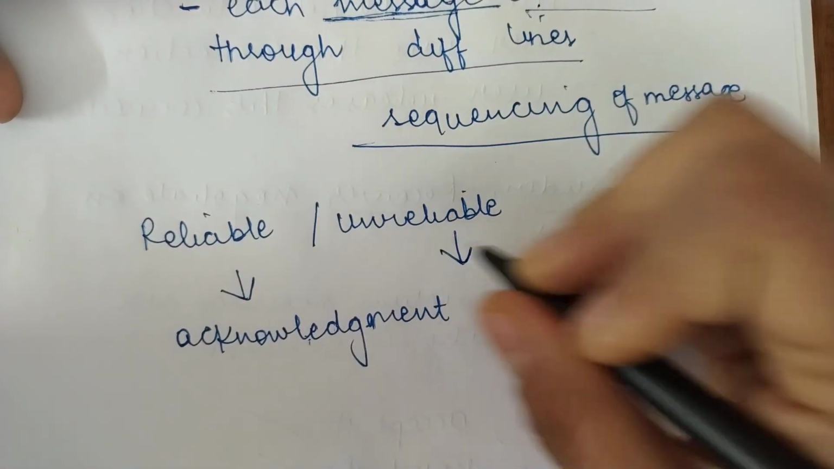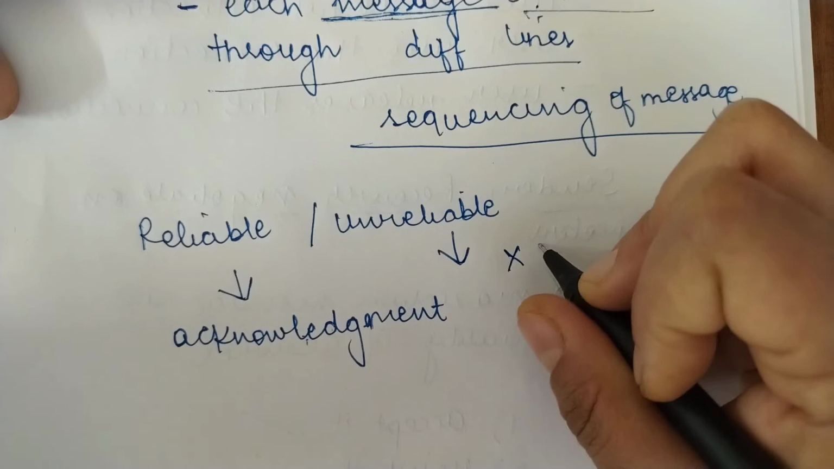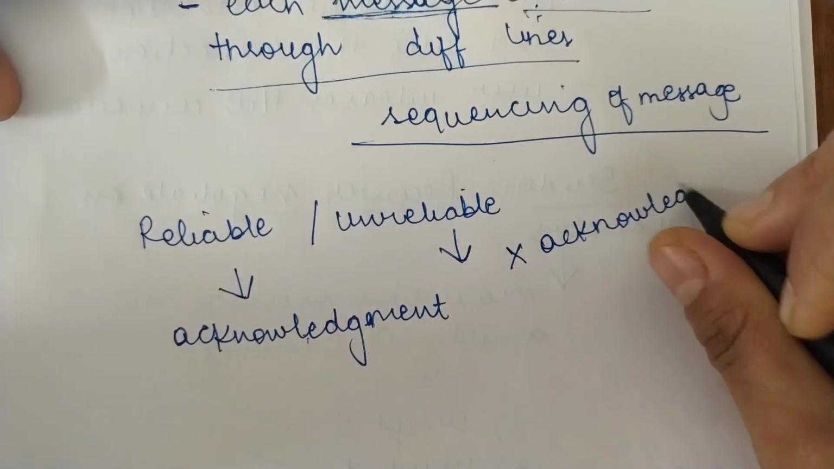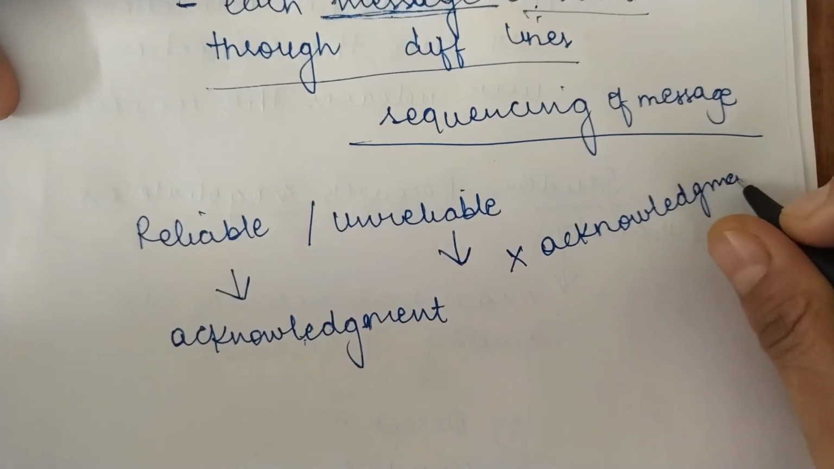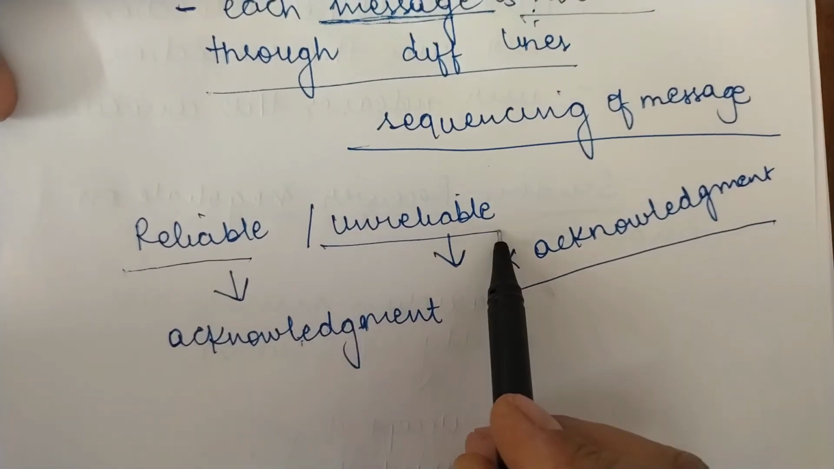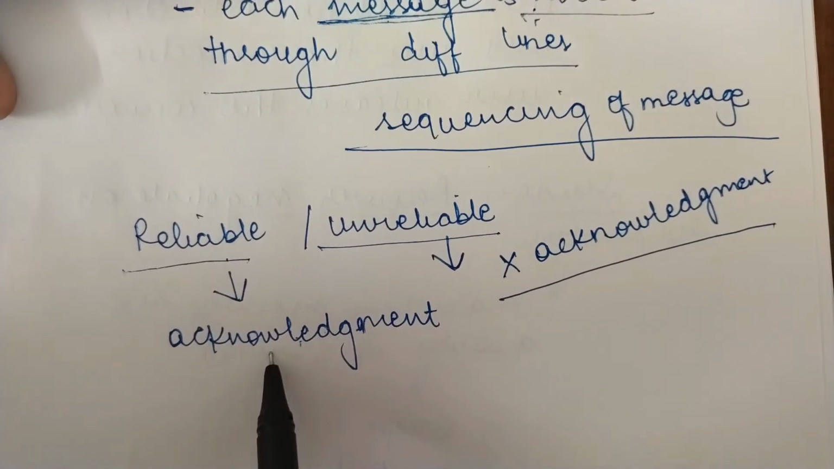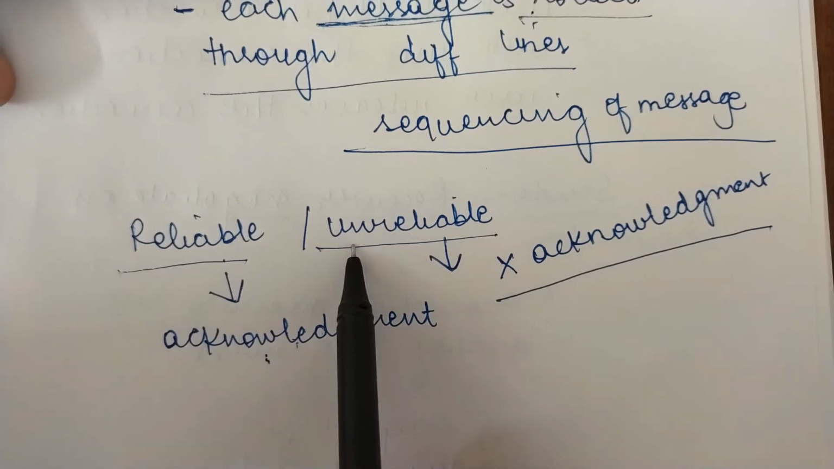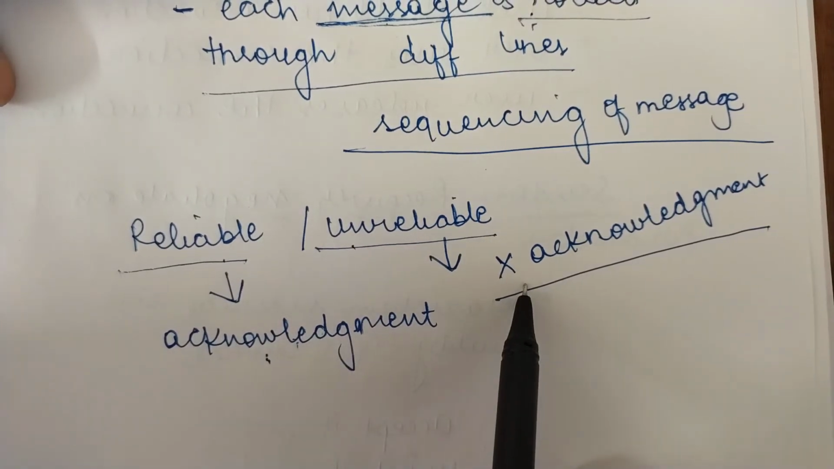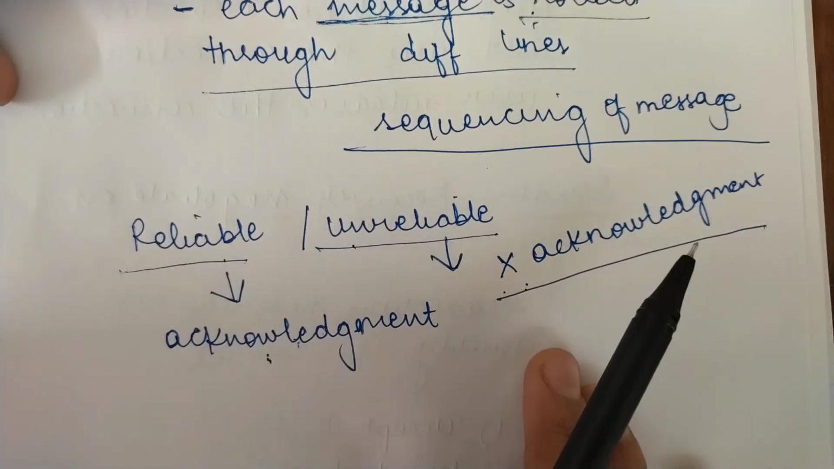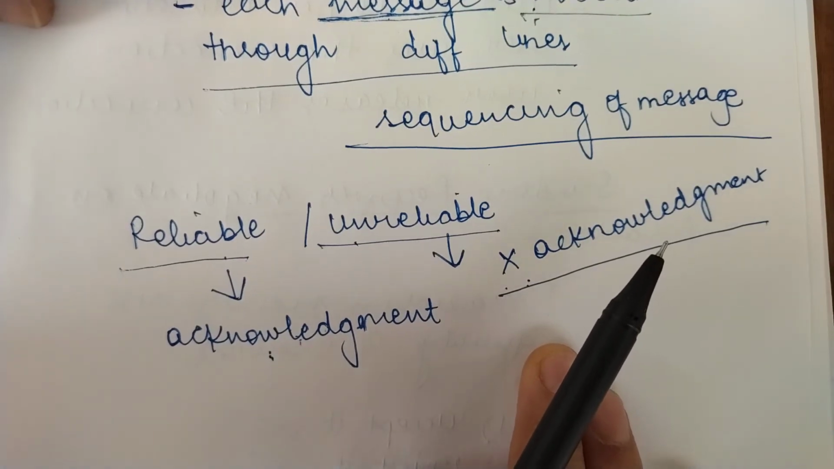And the unreliable service does not have any acknowledgement. So whether your message has been received by the receiver or not, you will not get to know. So this is the difference between a reliable service and an unreliable service. In a reliable service you get the acknowledgement, so you get to know whether your message has been successfully received by the receiver or not. And in an unreliable service you do not get any acknowledgement, so you don't have any idea whether your message was successfully received by the receiver or not.